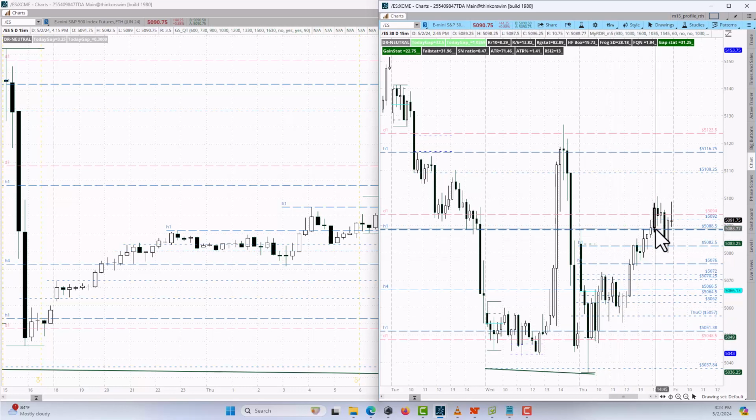In order to make the move right here, make this expansion right there. So you have an expansion to the downside, and then another expansion, and then it's the reversal right here.